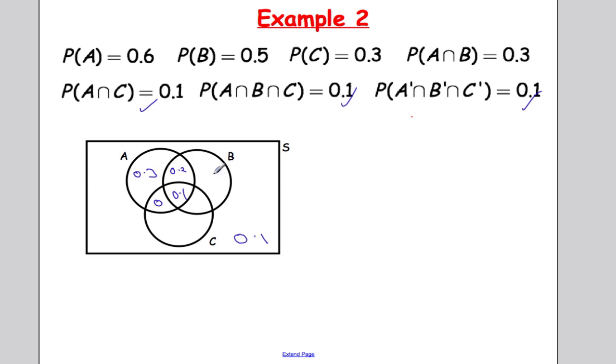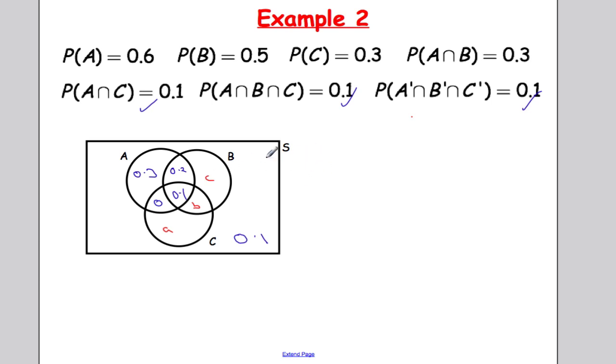How about B now? I'm told that the total probability is equal to 0.5. But I've got two missing regions. I'm also told about C that the total probability is 0.3, but I also have two missing regions. So what I like to do in this scenario now is put a little label in each area. So I'm going to call this little a, this region little b, and this region little c.